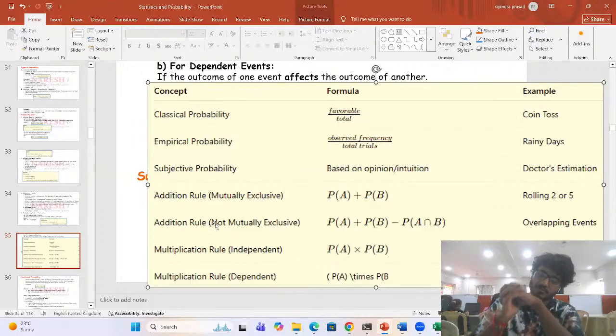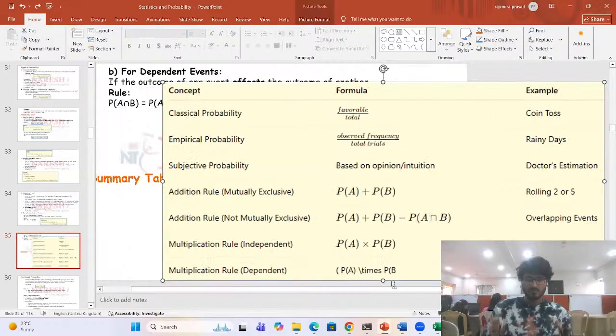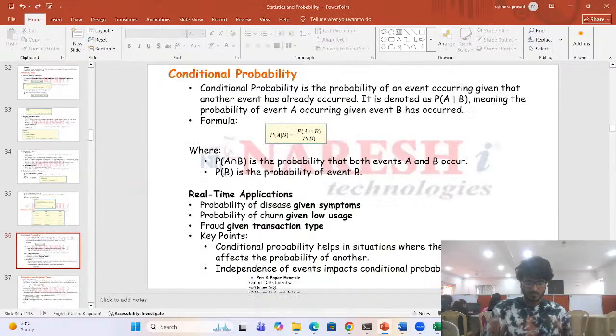Addition rule for non-mutually exclusive events: probability of A union B is equal to probability of A plus probability of B minus probability of A intersection B. Multiplication rule for independent events: probability of A into probability of B. Multiplication rule for dependent events: probability of A into probability of B by A. It's a typo, sorry. Okay, so this is the summary. Is this clear? Now we see conditional probability.